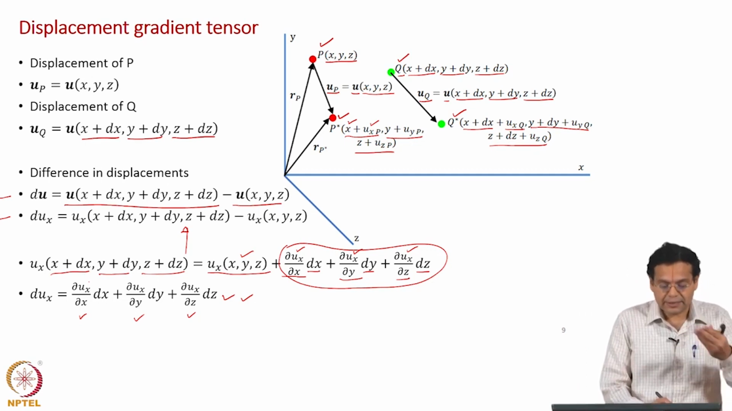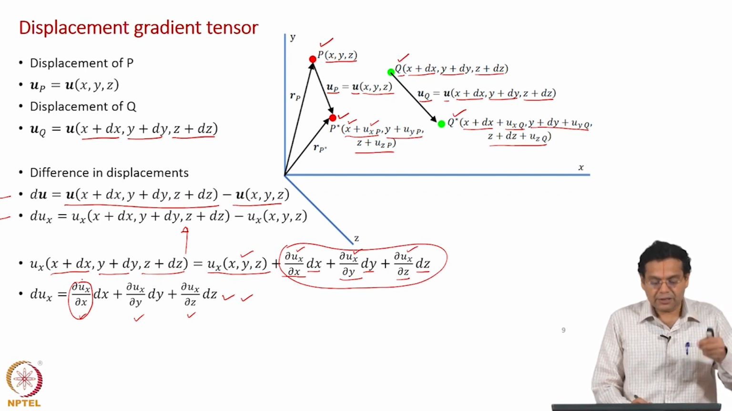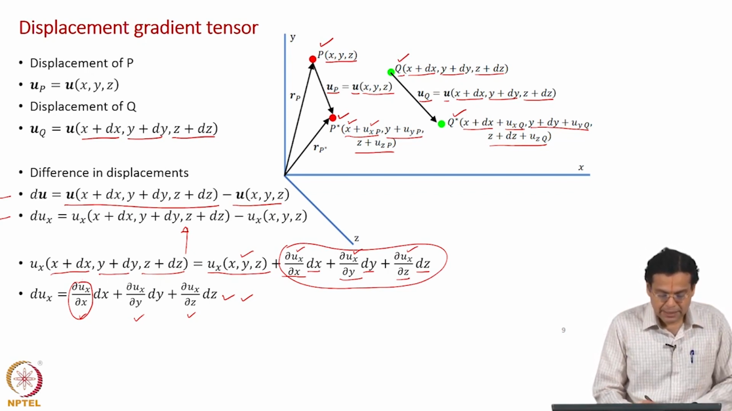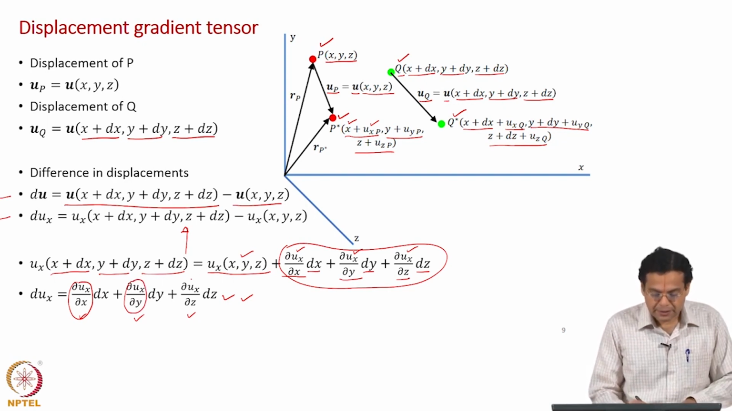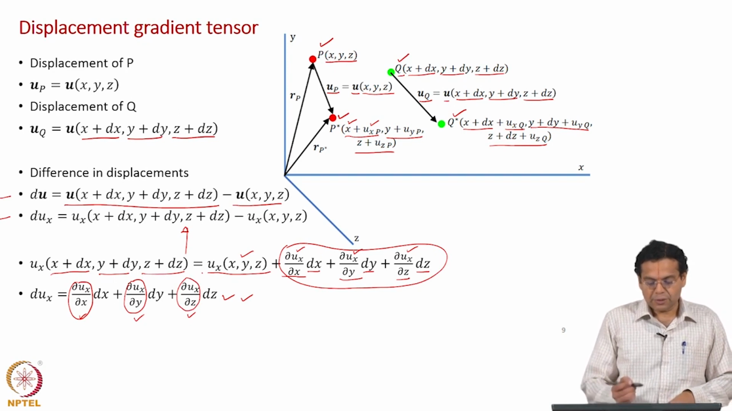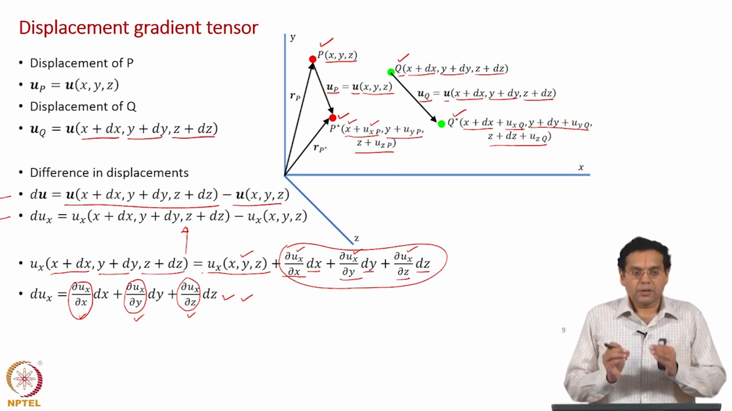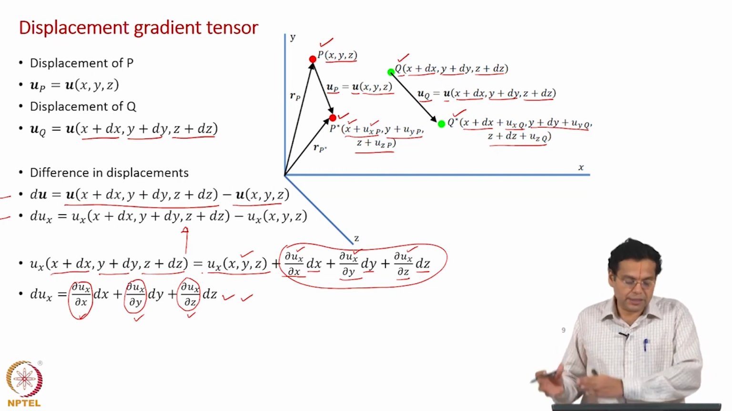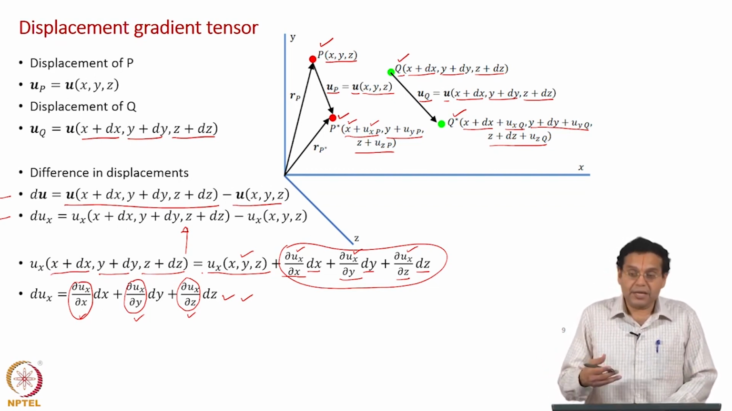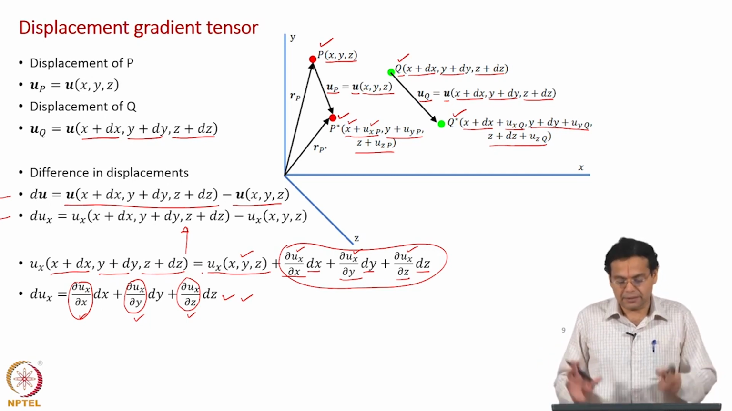Ux varies with x, y, z. The first partial derivative takes into account variation of ux in x direction. Second partial derivative takes into account variation of ux in the y direction. Third derivative takes into account variation of ux in the z direction. Okay. So, left hand side tells you the total difference in displacement, and that has been apportioned into 3 parts because of the variation of x displacement along x direction, y direction, z direction. So, mathematical statement, total derivative relating partial derivative.